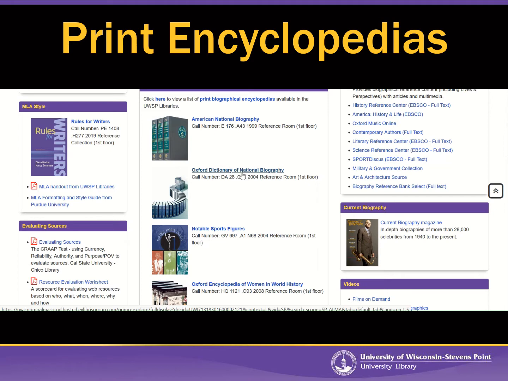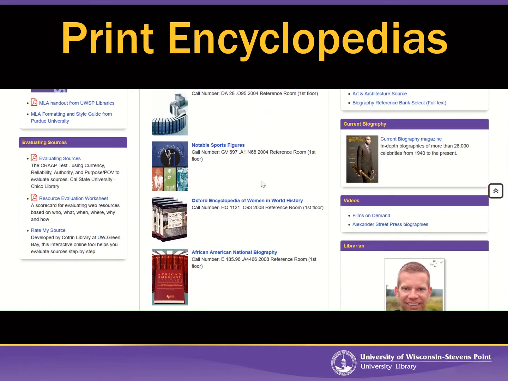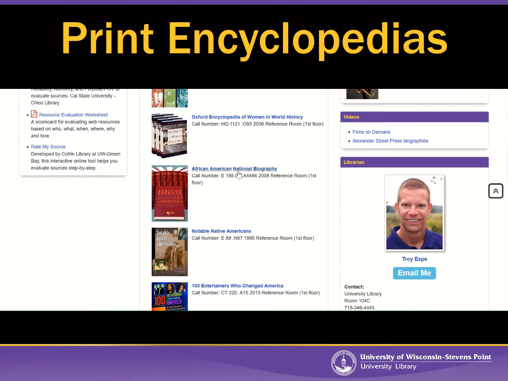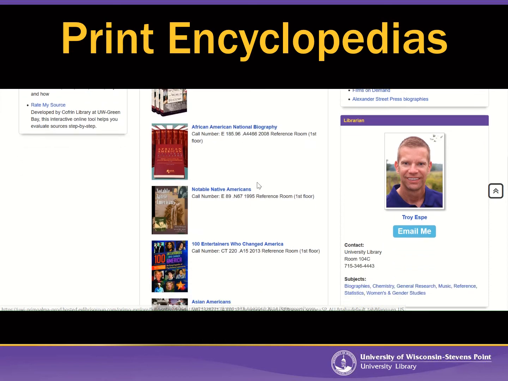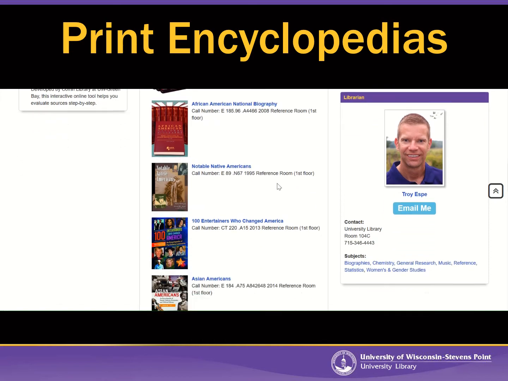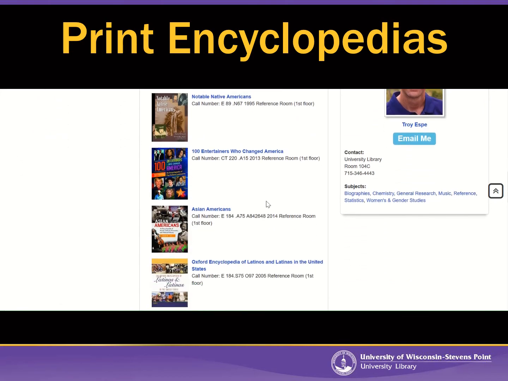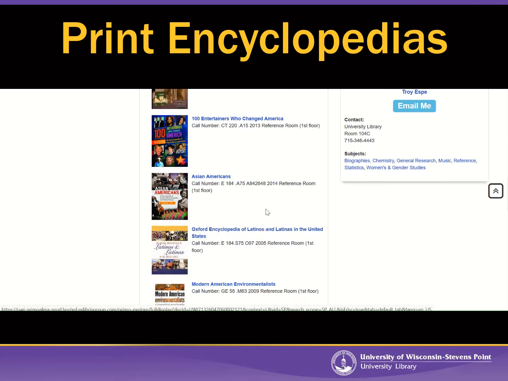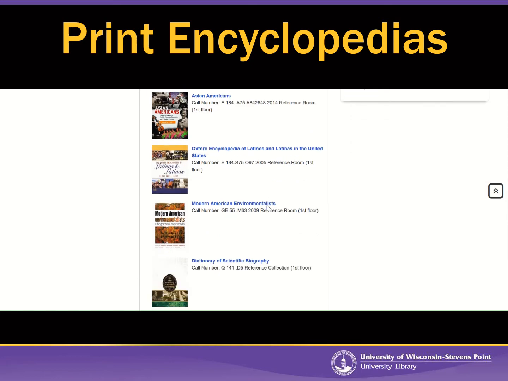Okay. Now, along with nationality, think of your historical person's ethnicity. Were they black? Were they American Indian? Were they Asian? Were they Latino? Also consider the historical person's profession.